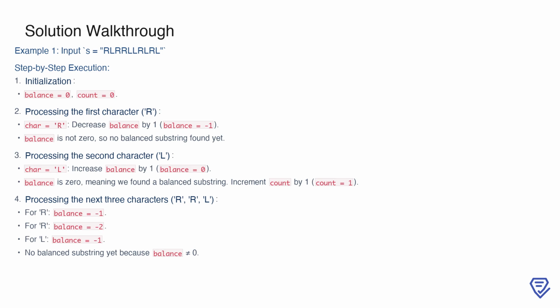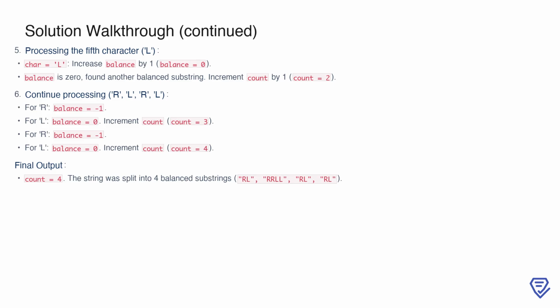Next, we process the second character L. This time, because it's an L, we increase balance by 1, bringing it back to 0. A balance of 0 means we've found a balanced substring, so we increment count by 1. Now count equals 1. Continuing with the next three characters, we process R, which decreases balance to -1, another R, which decreases it further to -2, and then L, which increases it back to -1. Since balance is still not 0 after processing these characters, no additional balanced substring has been found yet.